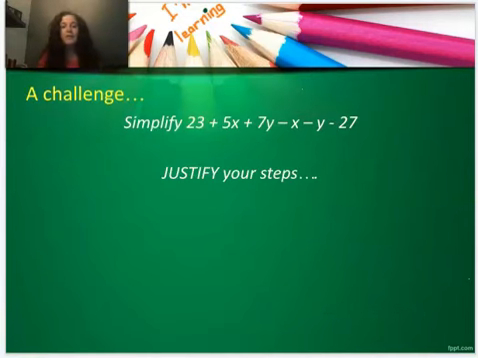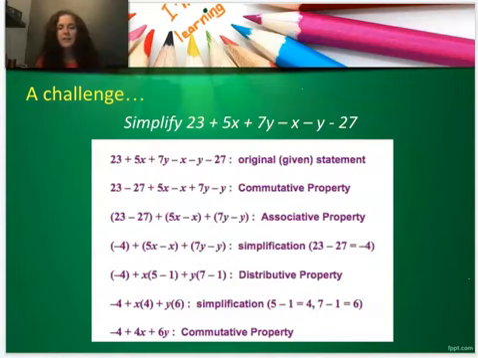Here's a challenge. Can you simplify that expression? And then the key to it is justify your steps. Can you say why you're able to do the things you're able to do using the properties that we were just discussing? All right, take a look. So first we had the given statement.